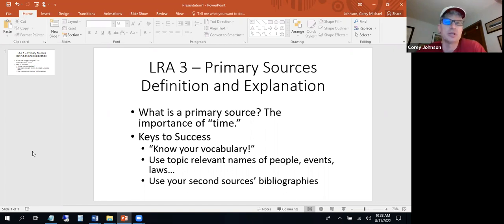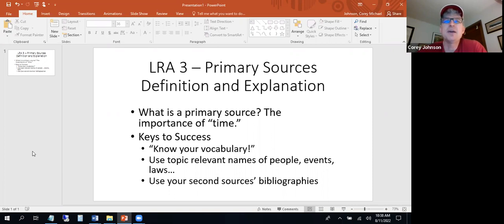And if a reporter who wrote a story about a battle during a historical war was not actually on the battlefield itself, experiencing the war, that would still be classified as a primary source. So don't box yourself into a very narrow definition of primary source.